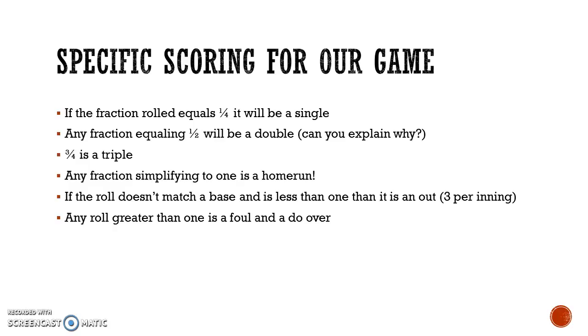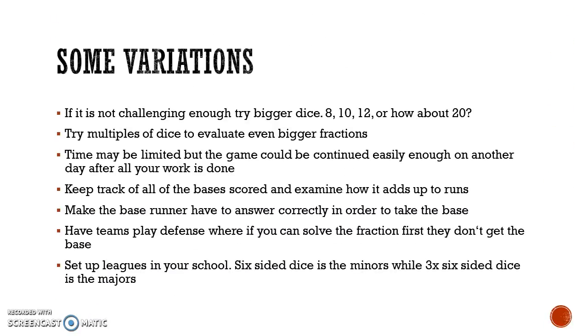We'll have 3 outs per inning, and today we will just play 1 inning, and maybe we'll do more tomorrow. Typically a baseball game has 9 innings, but for our purposes, we just want to learn how maybe 1 inning goes, okay? Any roll greater than 1 is a foul and a do-over. You can say it's a strike, but you can't get out on a foul ball, so you might as well just say it's a do-over. So let's try it out, okay? Okay, Johnny is going to roll his die, and let's see what he gets.